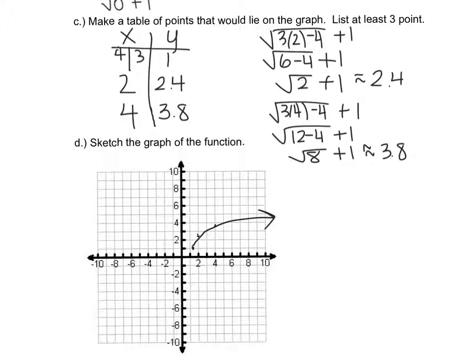It's always good to include the minimum point as one of your 3 points that you graph, so you know where to stop your square root function, because I know this 4/3, 1 is the smallest value I can have, so that's going to be my starting point.